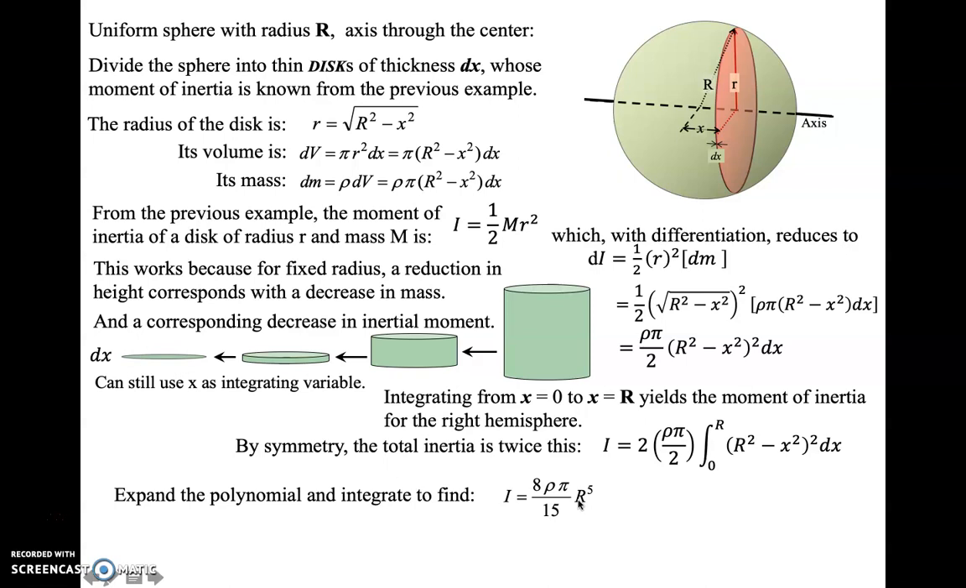Now, again, it's more convenient typically, unless you know the density, to convert it back into an expression that has the total mass of the object, because we can typically weigh it, and we know the mass. We don't necessarily know the density.